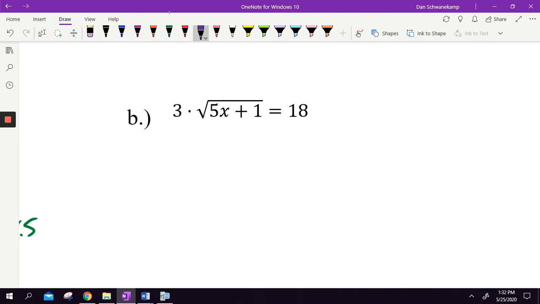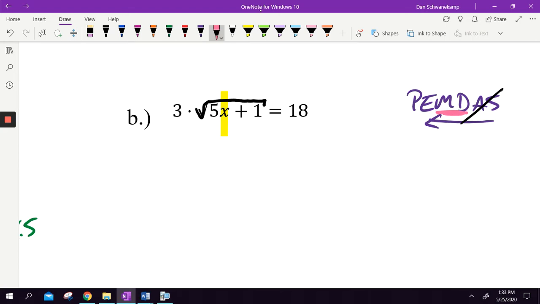Letter B, PEMDAS in reverse. I'm solving for x. Here's x. Is there an add or subtract step outside of this radical? No, so we're going to skip add and subtract. So the next thing we're doing is multiply divide.